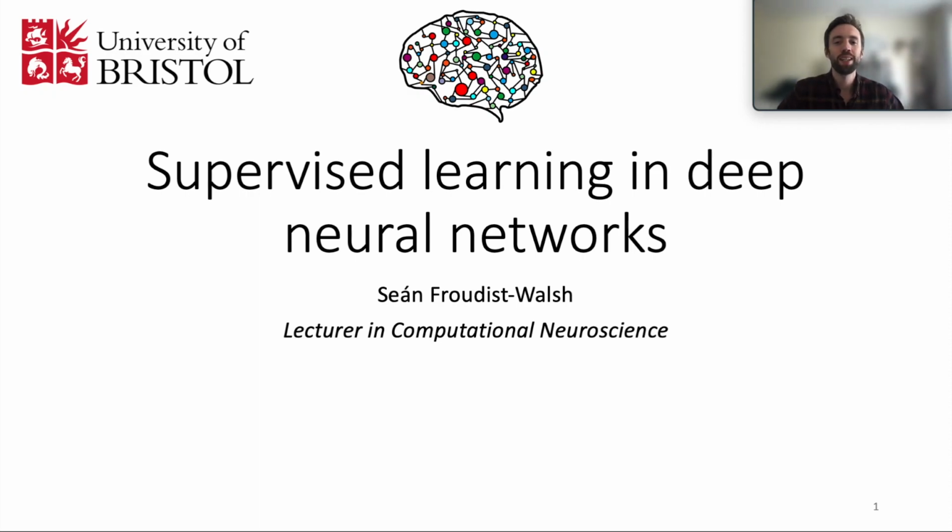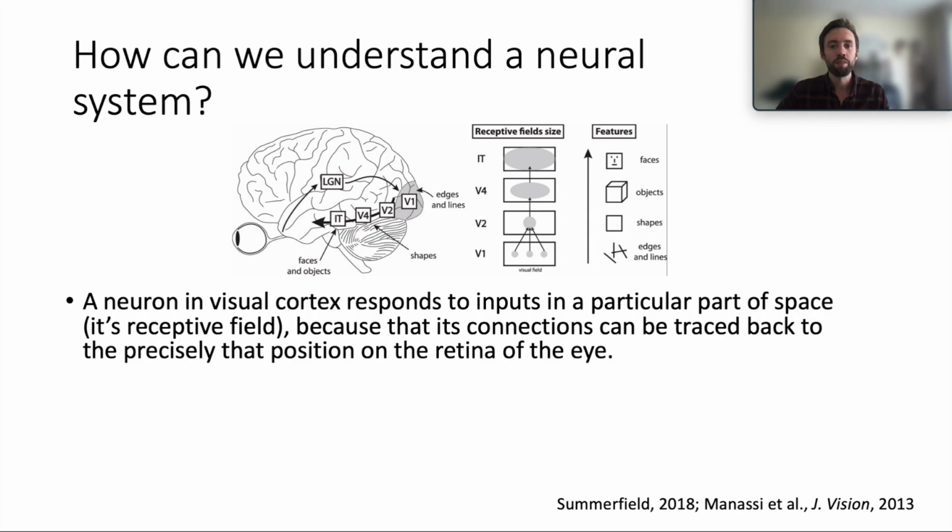Hello, and today we're going to be speaking about supervised learning in deep neural networks. So why is this interesting for us if we want to understand the brain? Well, you remember from a previous lecture that a neuron in visual cortex responds to inputs only in a particular part of space, and that's called its receptive field.